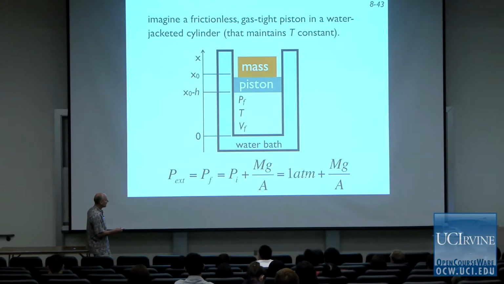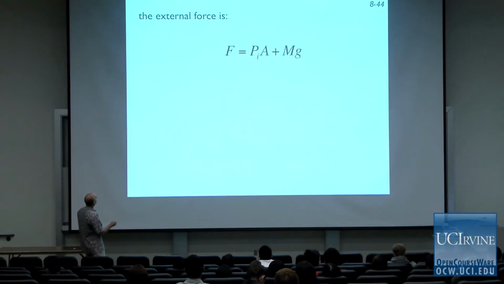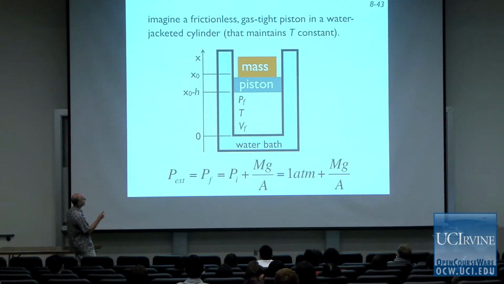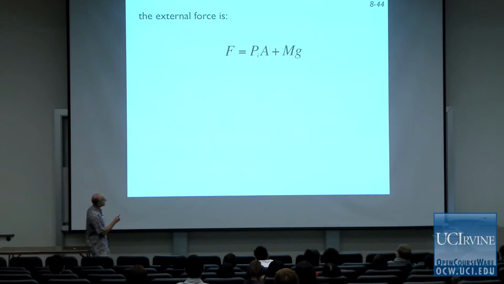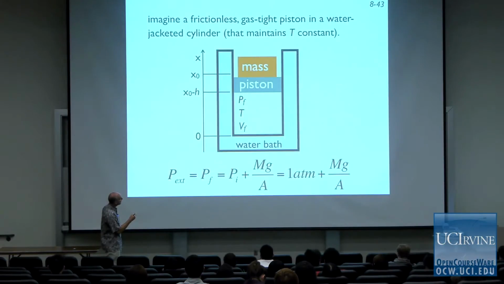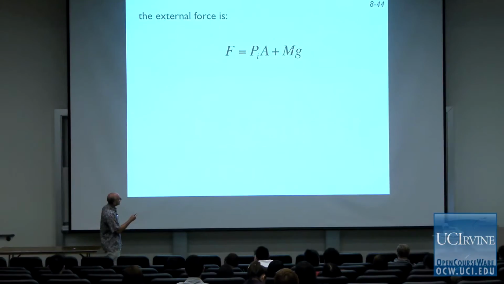Okay, and we started off with 1 atm, so that's mg over A plus 1 atm. The external force is the force from the pressure that's outside of the system, which is the same as the initial pressure, acting on the area of the piston. That's the area, that piston out here, that's its area. And that's the mass times the gravitational constant, so that's the total force.